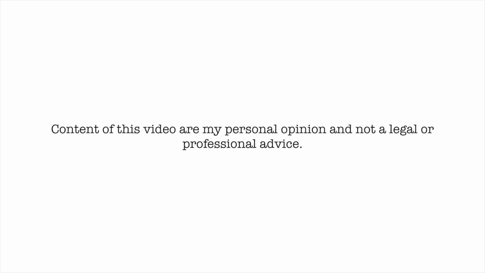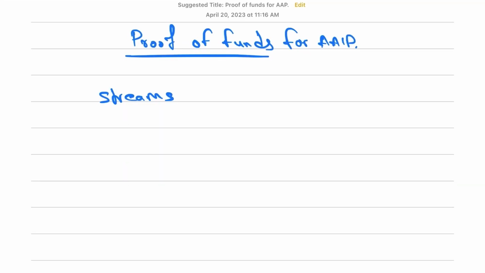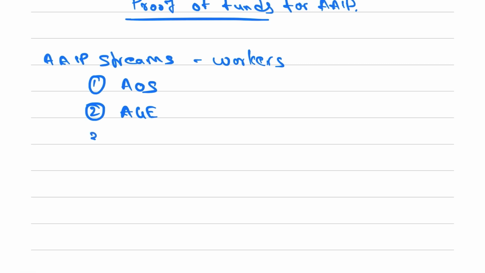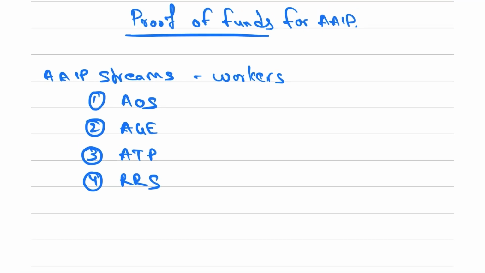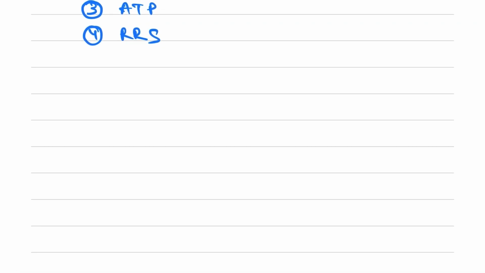To understand the proof of funds requirement for Alberta PNP, we have to discuss it in relation with each of its streams. There is no one size fits all kind of rule. Alberta PNP, or AAIP, has 4 streams for workers. Let's see how many streams for workers they have. They have the Alberta Opportunity Stream, the Alberta Express Entry, Alberta General Express Entry, the very popular Alberta Tech Pathway, and the Rural Renewal Scheme. Now, proof of funds has to be discussed in light of each of these streams. We cannot discuss it without keeping the stream in the discussion. So let's go through it.